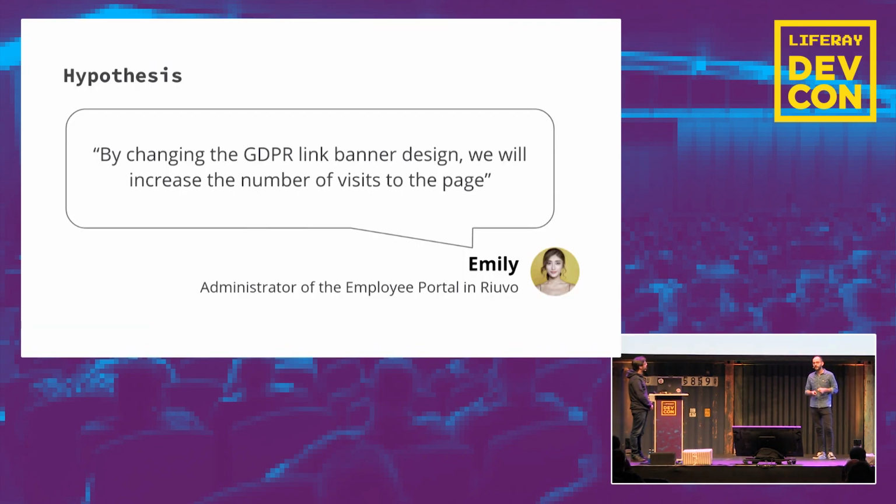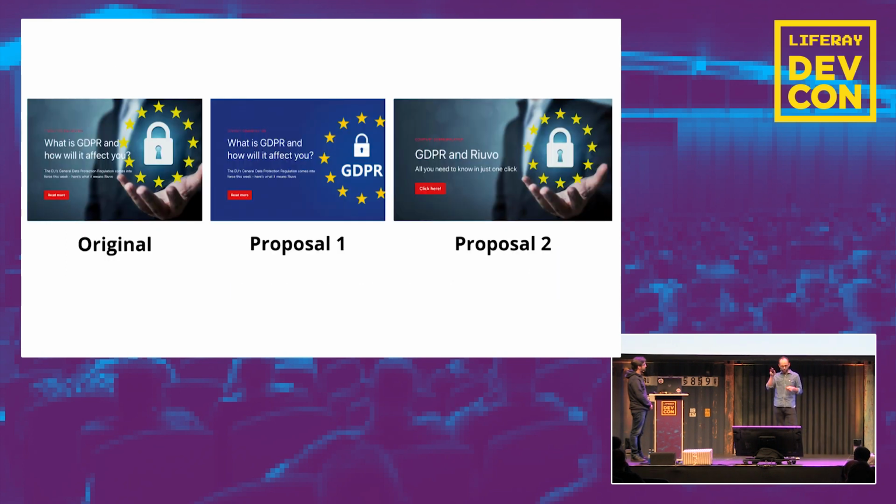By changing the GDPR link banner design, we will increase the number of visits to the page. And then a couple of new designs were proposed. Look at these two new ones. Which of them do you think would perform better? The original one, or maybe the first approach with its EU color scheme, or the proposal more simple and a bit less wordy? If I was to ask, each of you might have a different opinion.